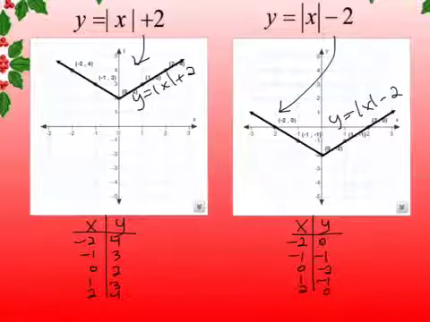Now the absolute value parent function would be at 0, 0, so it would be here. You can see that when you add 2 outside of the absolute value symbol, it shifts the graph up, it translates it, it slides the graph 2 units up. Whereas if you subtract 2 from the parent function, it slides it, it translates the whole V shape 2 units down. Make sure you have both graphs on graph paper in your notes with tables, or you label the points.